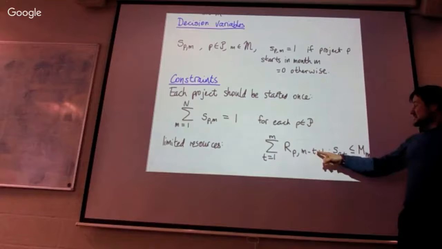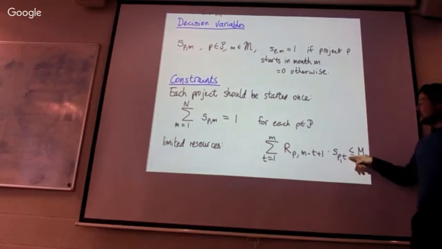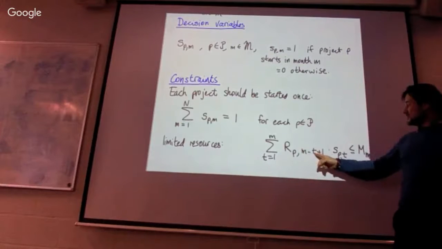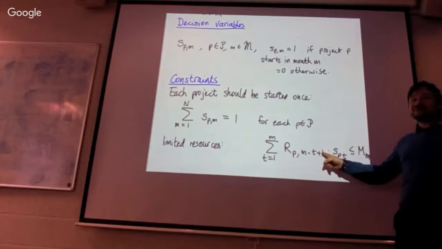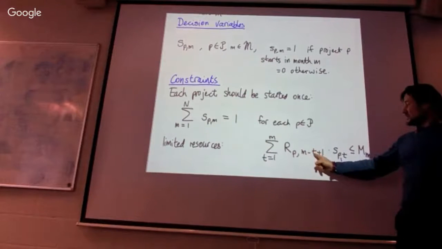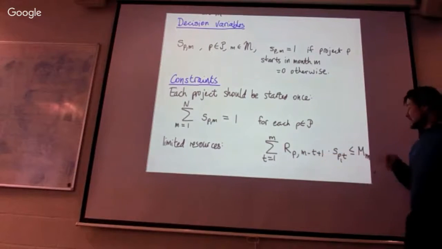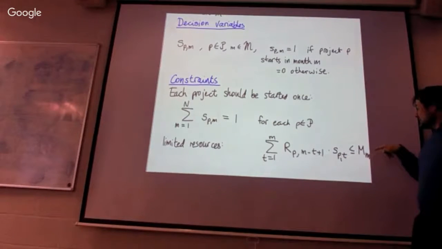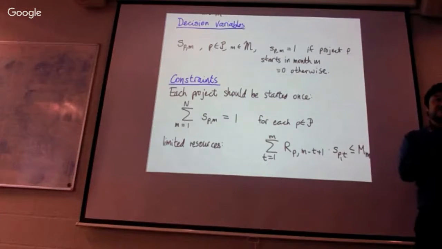Now, if we started it in month 4, so SP4 is 1, then this is 4 minus 4 plus 1. So this gives us how much resource it needs in the first month of its life, the project. Okay. If we started in month 3, so then T is 3, M is 4. 4 minus 3 is 1 plus 1 is 2. So this is telling us how much resource it needs in month 2. And if we started it in month 2, then in month 4, it needs 4 minus 2 is 2 plus 1 is 3. So this is telling us how much it needs in the 3rd month of its life. So it works. Do you believe it?